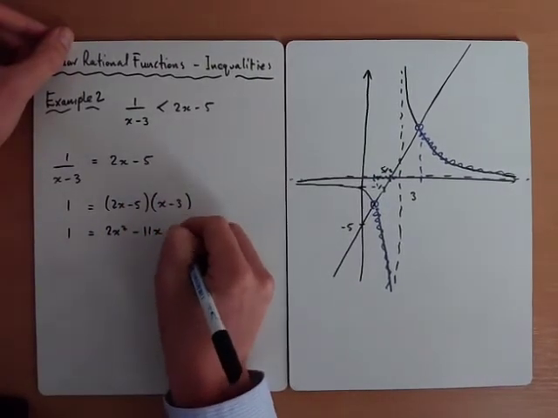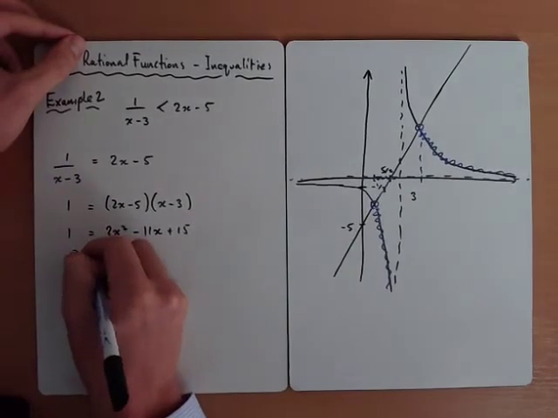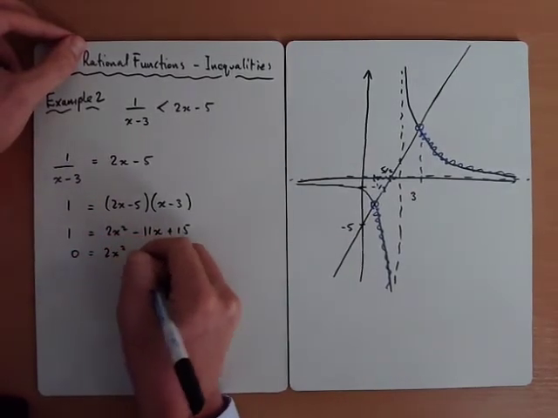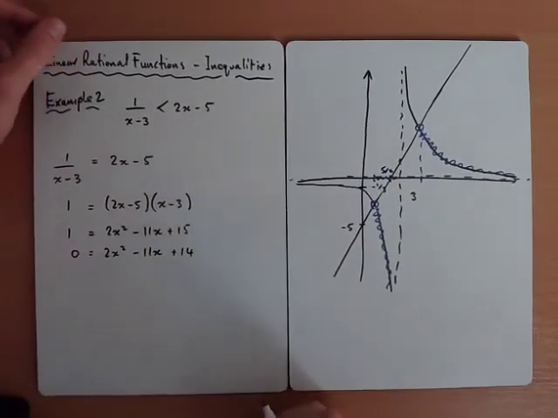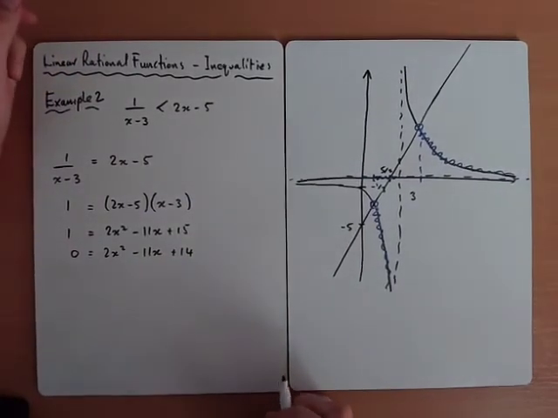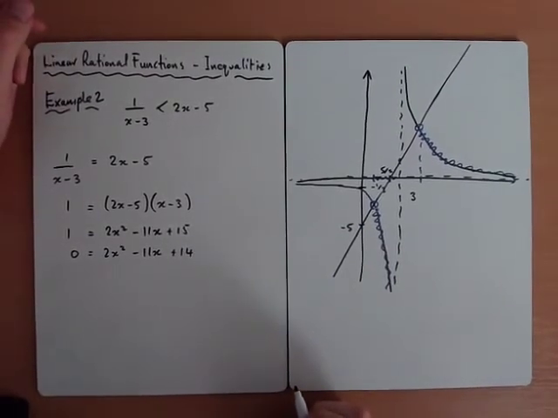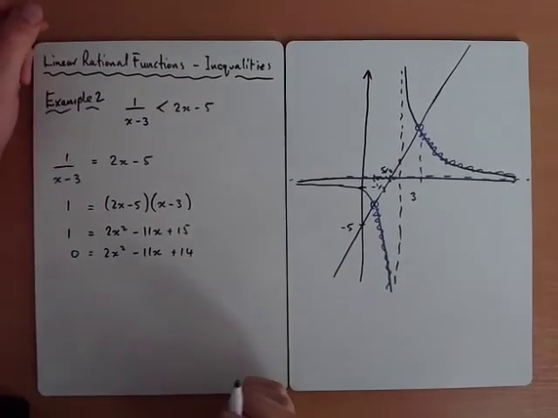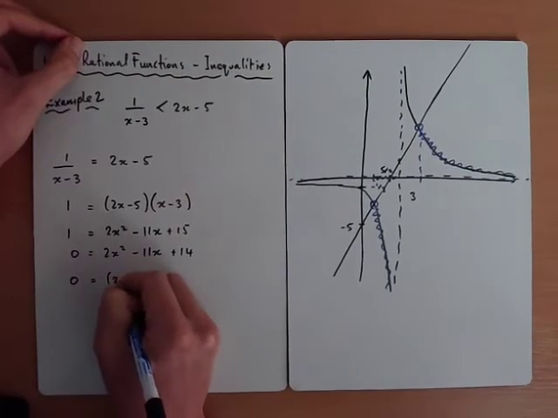plus 15. How do you solve a quadratic? First of all, set it equal to 0. Okay, hopefully it factorises. If it doesn't, you can use the quadratic formula. Sometimes people get freaked out if it doesn't factorise because they think they've made a mistake. But you might get surd solutions. Okay, let me just have a quick look. See if I can factorise this.